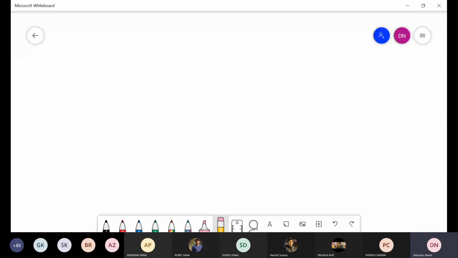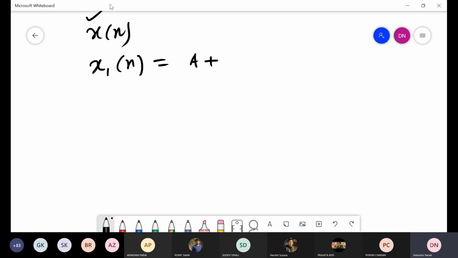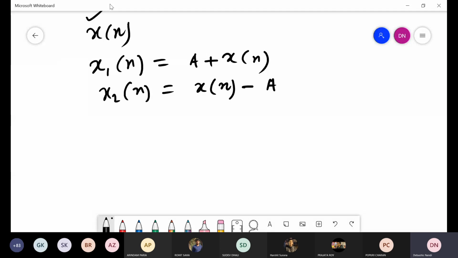Now, on the dependent variable. Suppose some signal x[n] is there; the dependent variable is x[n]. What you can do is add some constant term to x[n] to get a new signal. For example, you can generate a new signal x1[n] by adding some constant term a to x[n]. Or you can subtract some constant from the signal also. Here you can subtract some constant a from x[n], then you will get a new signal.